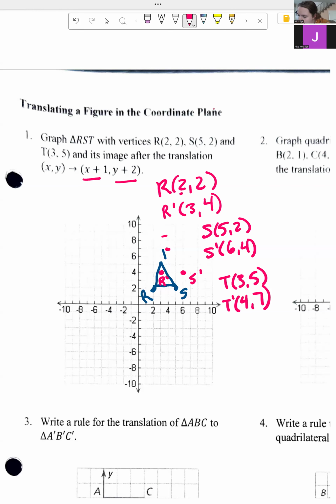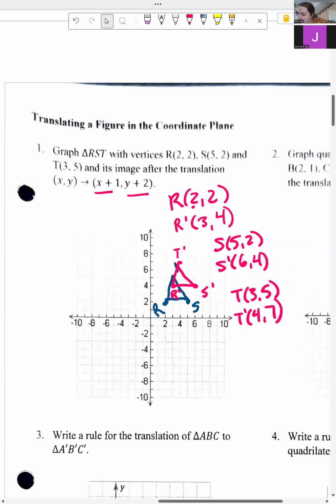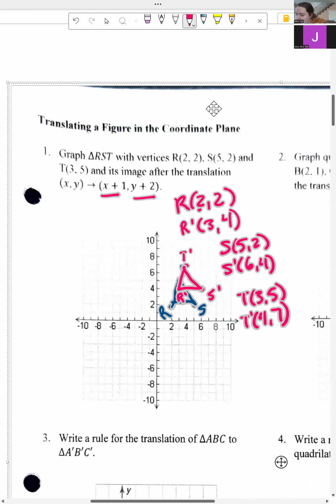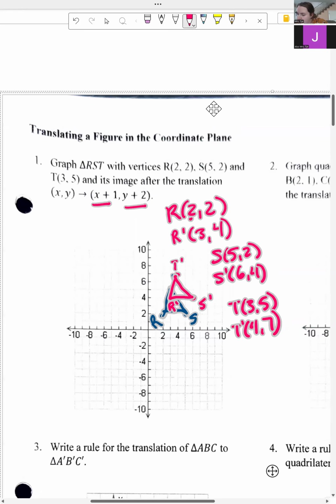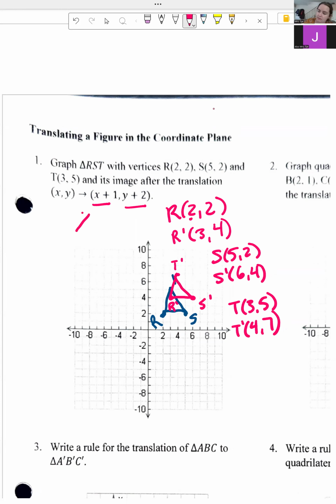There, T prime. And then you'll connect, and that's our transformation. Okay. So what you can see on the graph, it looks like we moved right 1 and up 2 spaces. Okay, and we can see that here actually.